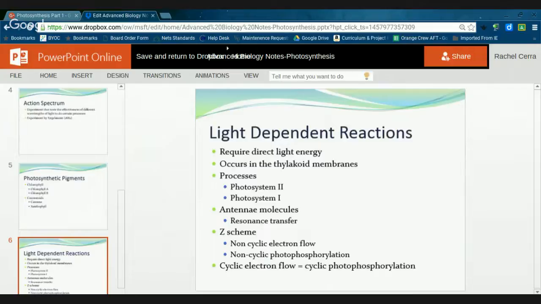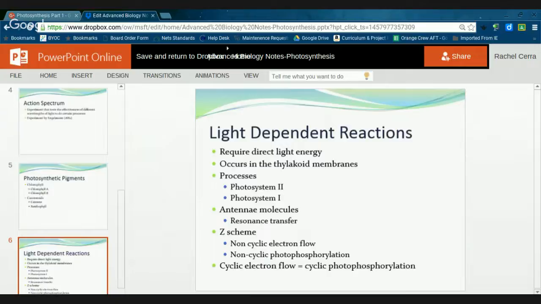Your photosystem 1 is going to include that cyclic electron flow down at the bottom. And then in between photosystem 2 and 1, we're going to go through the non-cyclic electron flow and the non-cyclic photophosphorylation. Sorry, these are really long words.